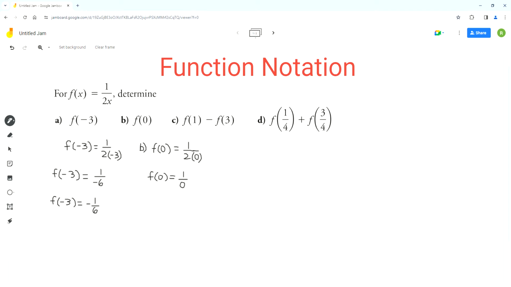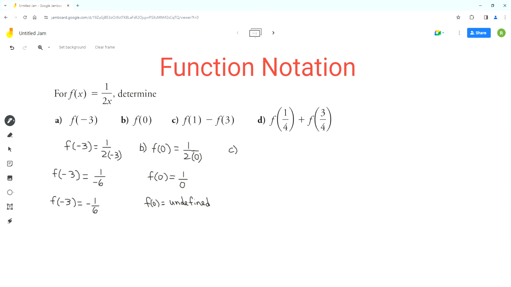Now we know that any number divided by 0 is undefined. So that means f at 0 is equal to undefined. So there is no specific value for f at 0. So this should be the final answer for part B. So now we can analyze part C.